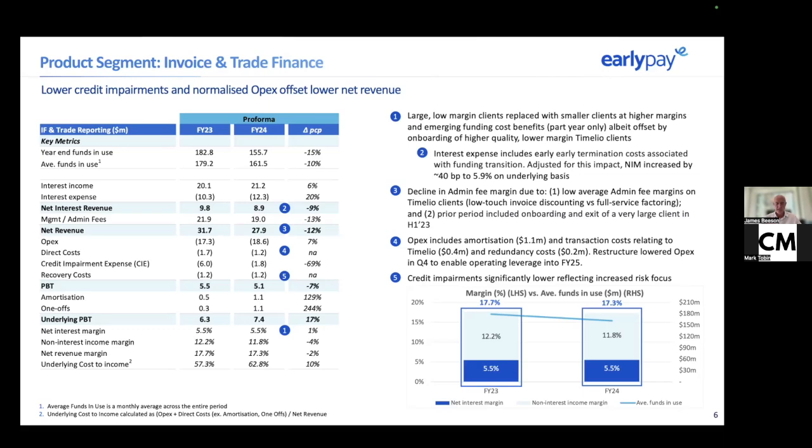With OPEX, once you adjust for amortization and the non-recurring expenses, it was slightly lower, and we restructured the business in Q4 after the Timelio integration was more complete. So the cost base at the end of 24 ended lower than what it was averaging throughout the whole of 24. So we're in a good starting point baseline for 25. And as mentioned before, the credit impairments were significantly lower, which is encouraging. And I think that's a reflection of the improvements we've made in our risk management.